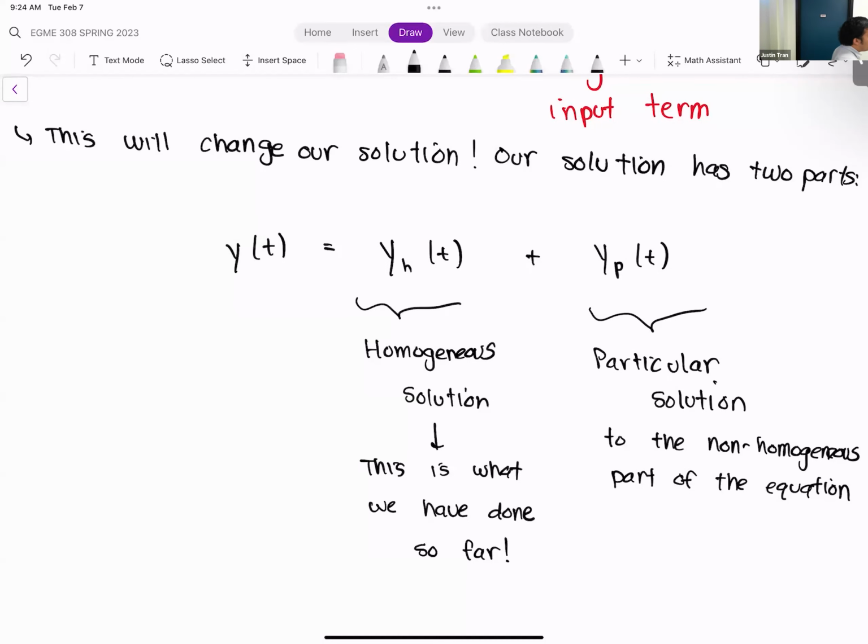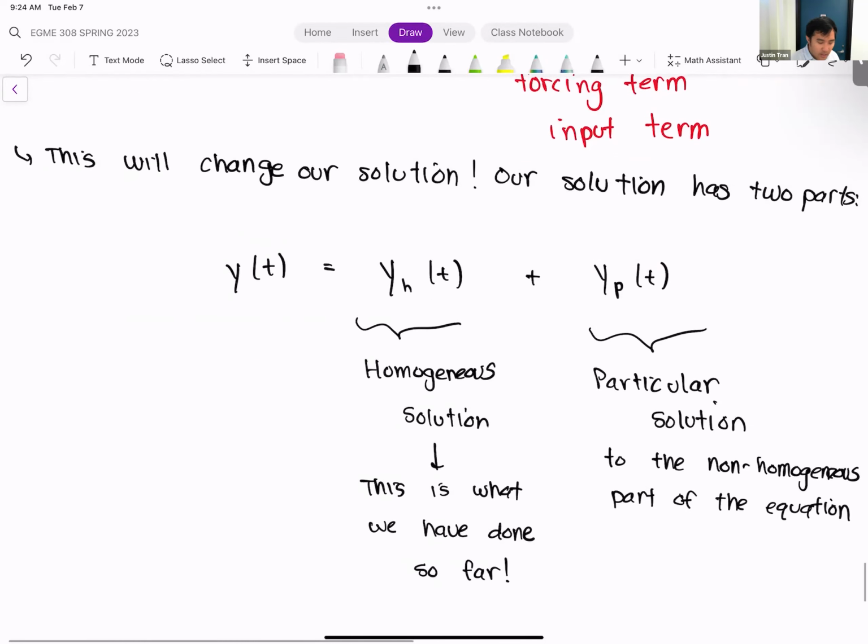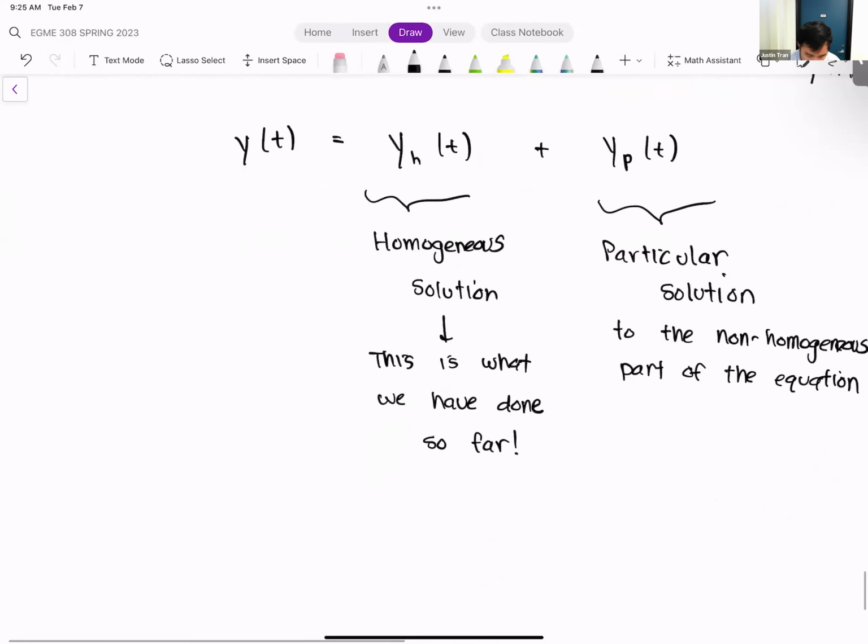And so we're almost going to solve the non-homogeneous part separately from the homogeneous part. To solve a fully non-homogeneous second order differential equation, you would do it in two steps. The first step is to solve the homogeneous part. That's everything that we've done before. You take your equation, pretend R of x is equal to 0, and solve it just as normal. That will form your homogeneous solution. And then step 2 is to solve for the particular solution to the non-homogeneous part.